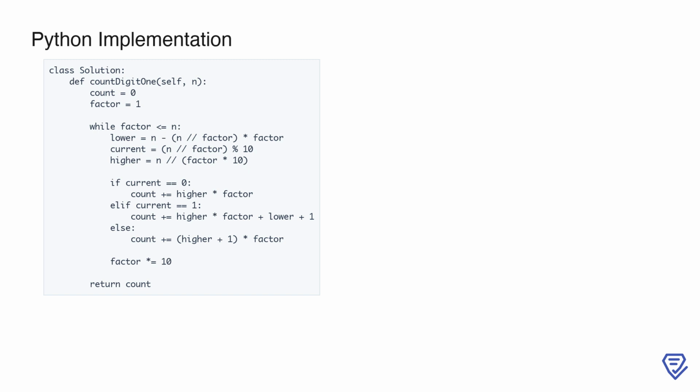5. Update factor. The factor is multiplied by 10 to move to the next place value. 6. Return result. After processing all place values, count contains the total occurrences of 1. This approach is efficient, as it processes each digit of n in O(log n) time, making it suitable for large inputs up to 2*10^9.